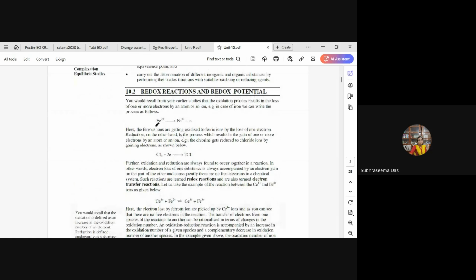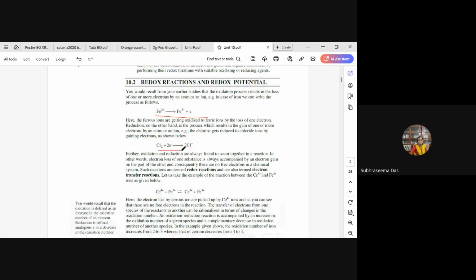Now let us consider this simple equation, that is Fe2+ giving rise to Fe3+ plus 1 electron. Here the ferrous ions are getting oxidized to ferric ions, because the ferrous ions are losing 1 electron and getting oxidized to Fe3+. Reduction, on the other hand, means the gain of one or more electrons. In the equation shown below, Cl2 plus 2e- giving rise to 2Cl-, the chlorine gets reduced to chloride ions.